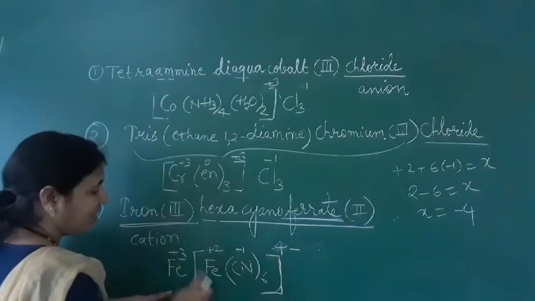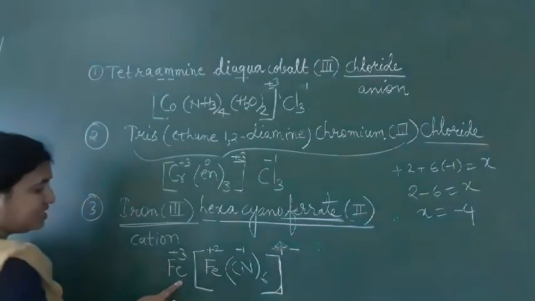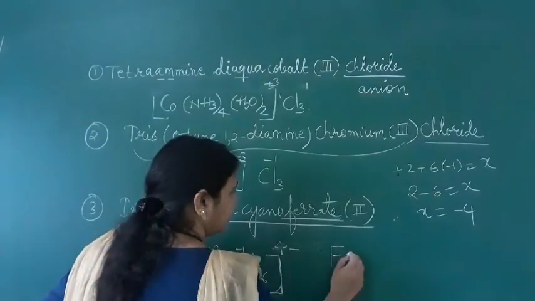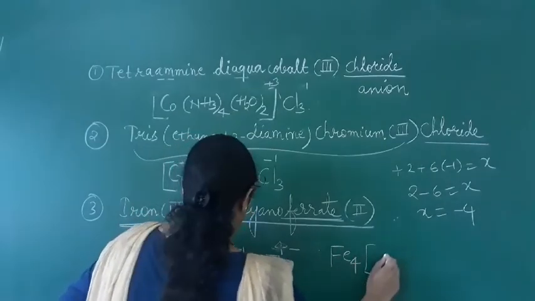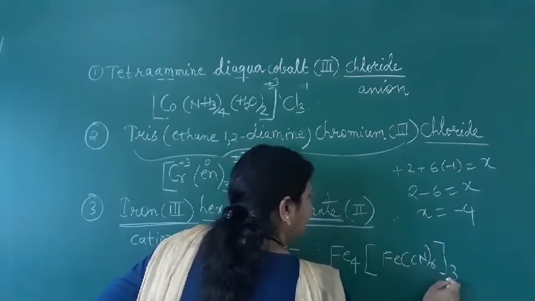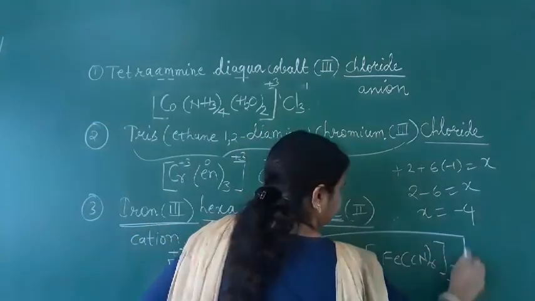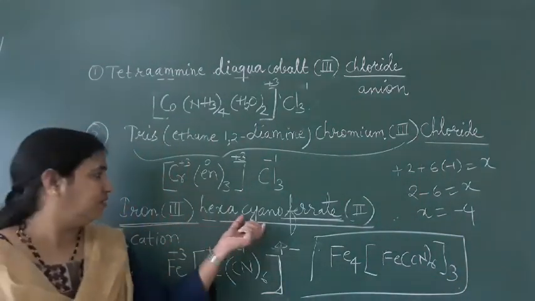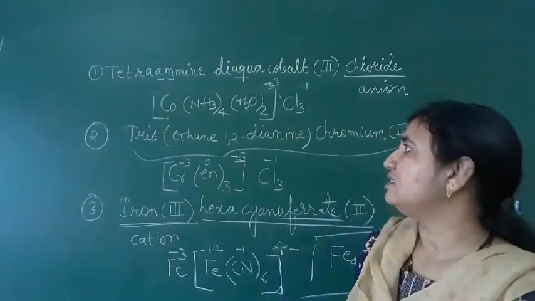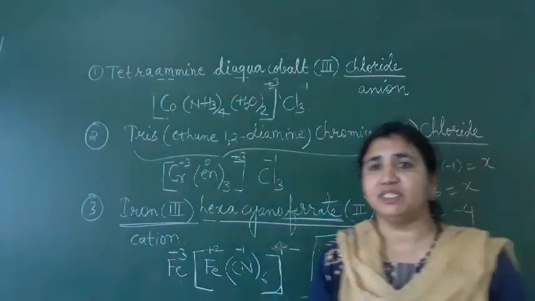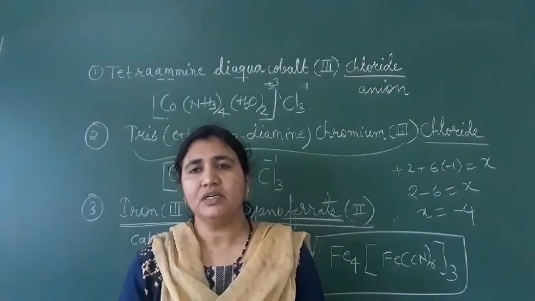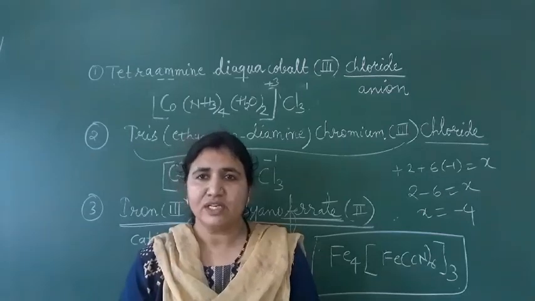That means here just you have to crisscross. This 4 will go with this Fe and this 3 will go with the bracket. So what we will get here? This is Fe4 and [Fe(CN)6] whole thrice. So this is the structural formula of this iron 3 hexacyanoferrate. Okay, so like this you can write the structural formula for given names. So this is all about the IUPAC name of the coordination compound. Okay, so thank you so much for watching.